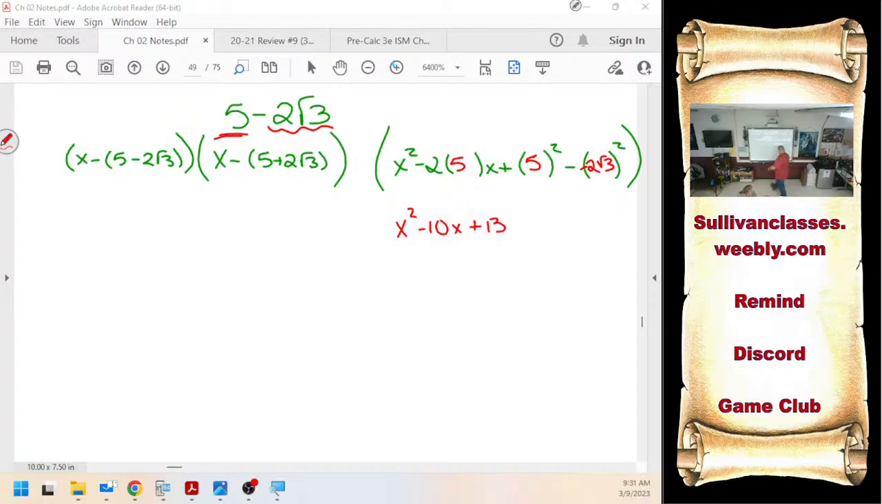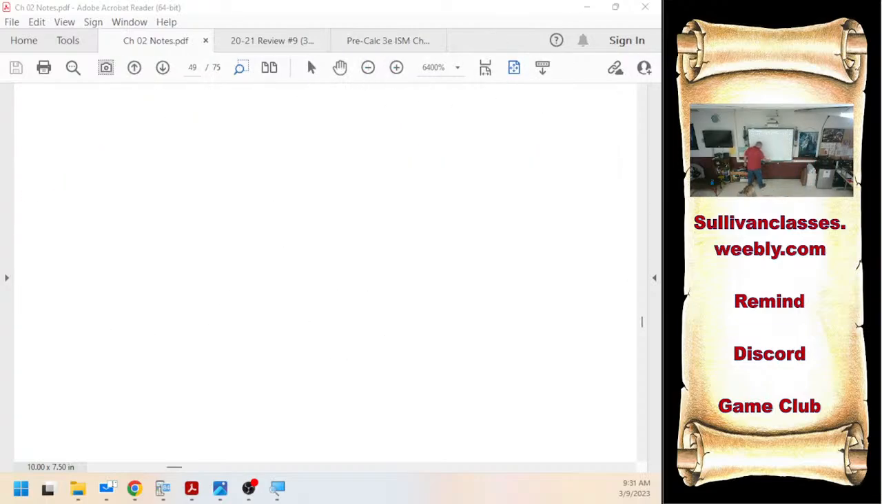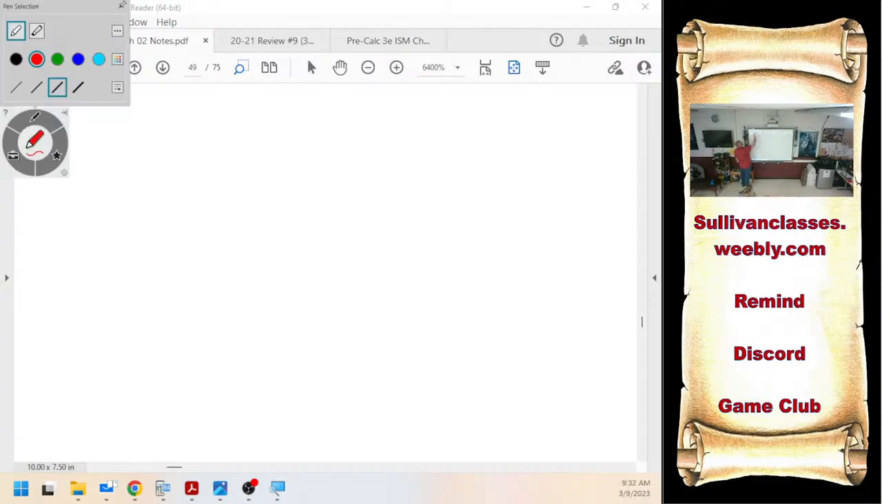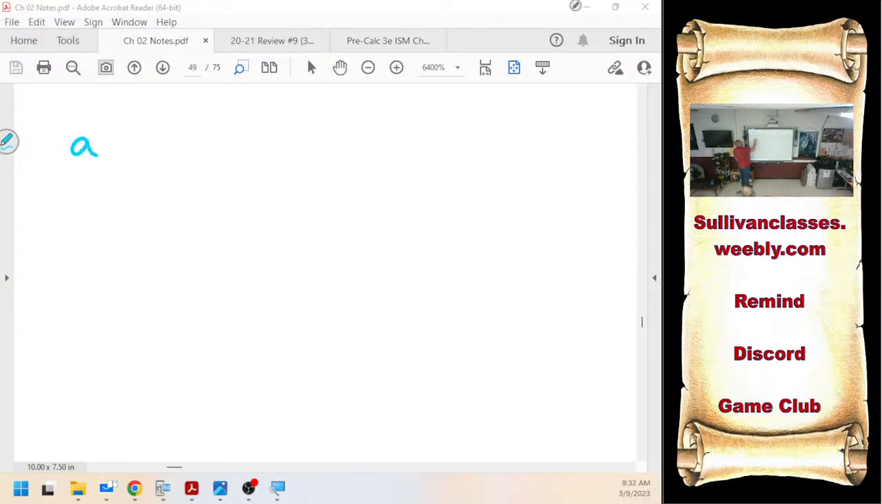So, what I want you writing, this is nowhere in your notes, this is nowhere in a textbook. You will not find this, if you would please. If you have a plus bi as a zero, x squared minus 2ax plus a squared plus b squared. That is the quadratic that made it.